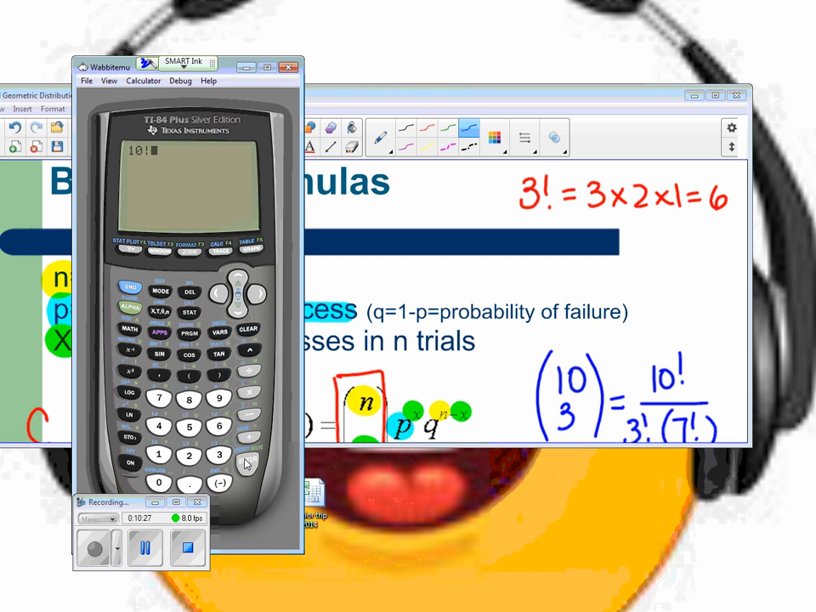So we have 10 factorial divided by, is it okay if I just do the fraction thing? Because I'm a big fraction fan. So 10 factorial, and then the denominator, we have 3 factorial. Have you ever done that fraction thing before? I can show you where it is if you're interested. So the answer is 120.